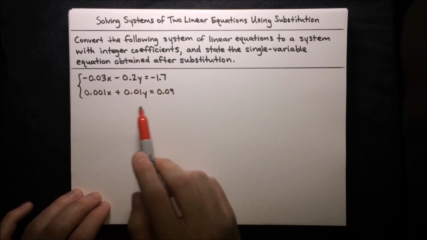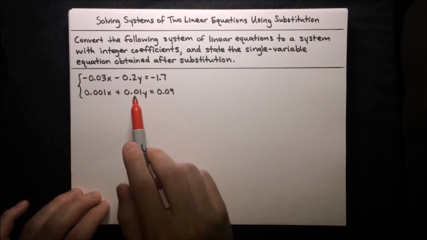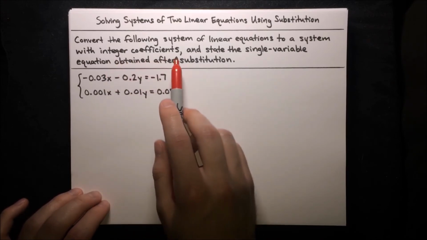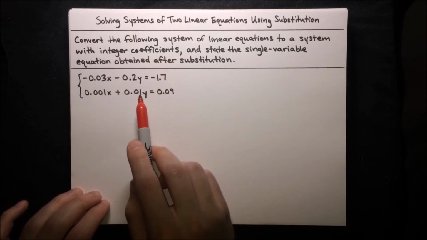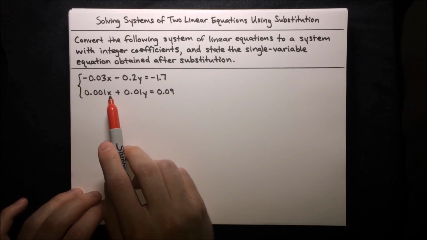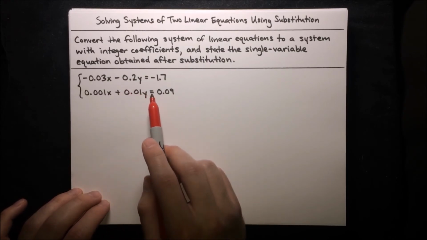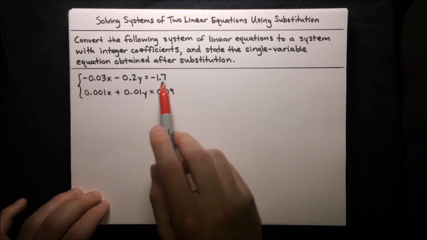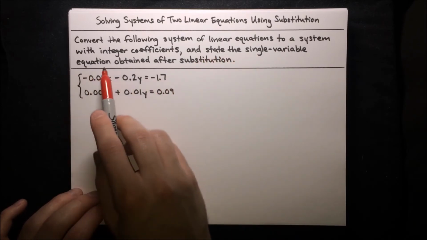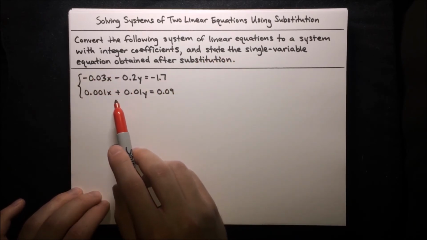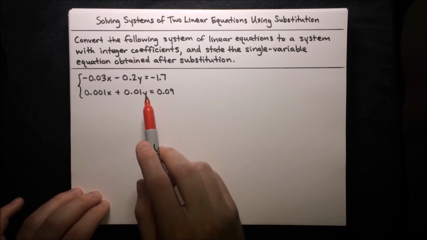Lots of decimals there, as we can see, and that's why we want to convert it to a system with integer coefficients to begin with. It's kind of like fractions. Fractions are tough to deal with, so are decimals, so let's just get rid of them. Also, we're going to stop a bit early, just after finding the single variable equation, because the rest of the solution will take a bit of time, but it's really straightforward from that point.